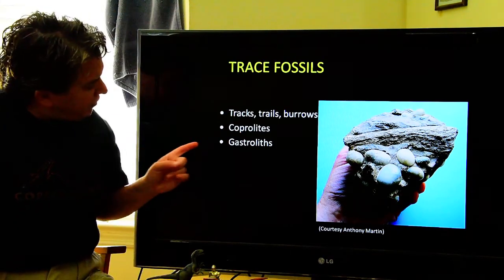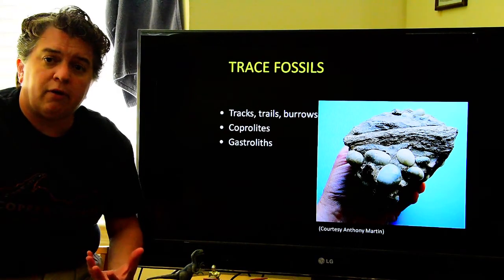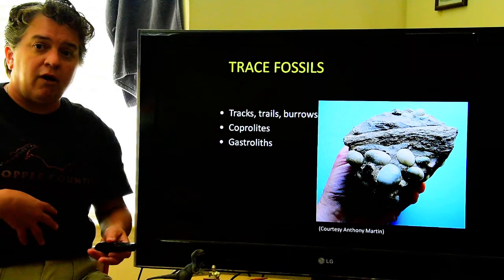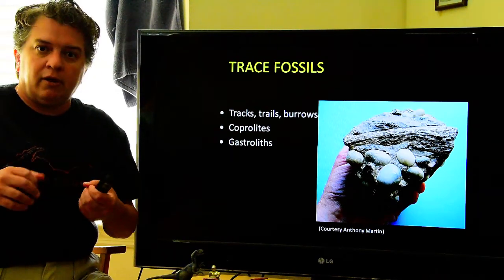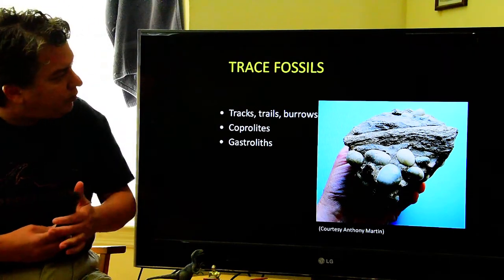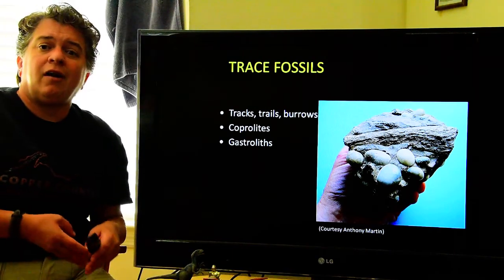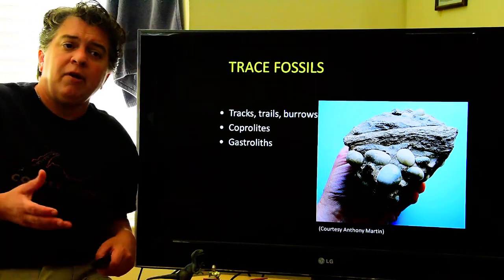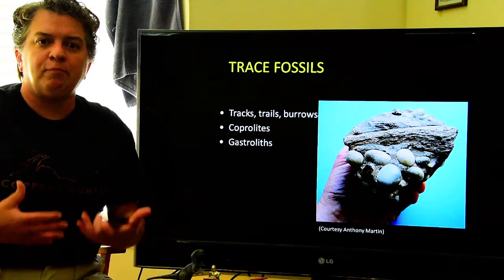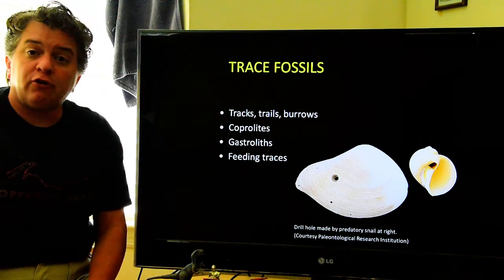Trace fossils can also be things like gastroliths. Some dinosaurs would actually ingest little rocks. And those rocks would sit in a stomach or a crop and help grind up the food. And that's what we're seeing right there. Those are gastroliths. They're not an actual piece of the organism, but it was a part of the organism that it left behind.